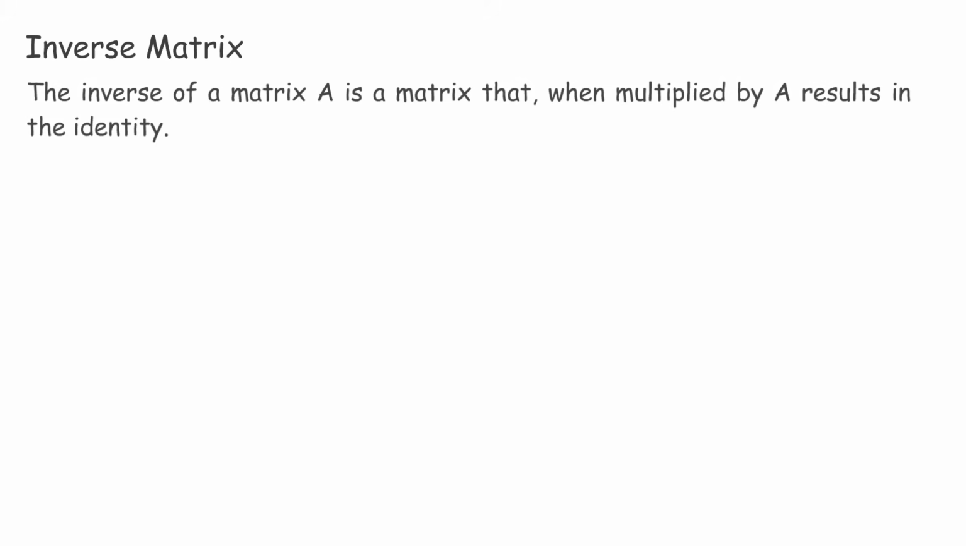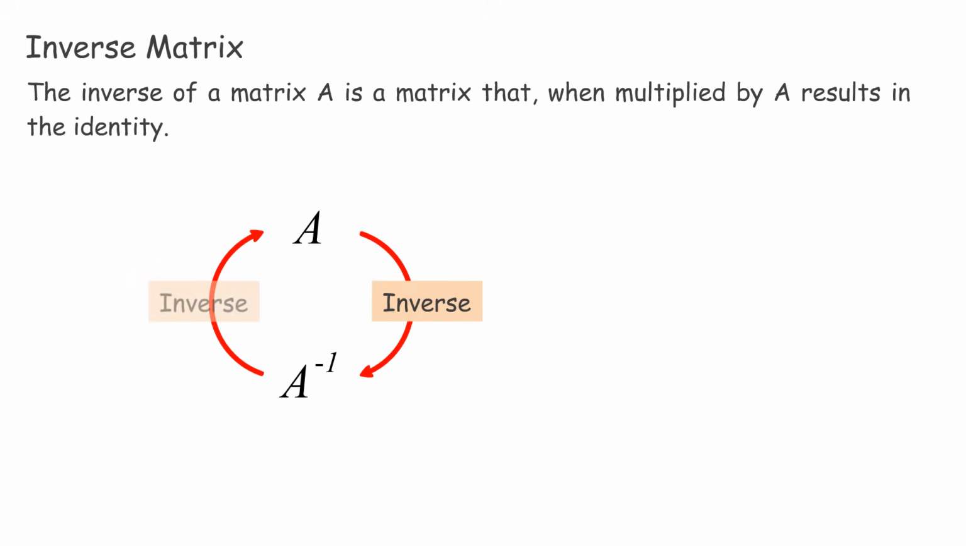Inverse matrix. The inverse of a matrix A is a matrix that, when multiplied by A, results in the identity. We do not divide matrices, we multiply by an inverse. Multiplication of matrix A and the inverse matrix of A will result in an identity matrix, I, which is like 1 for matrices. A times inverse of A equals inverse of A times A equals I.